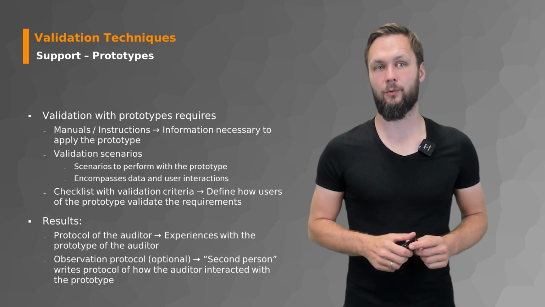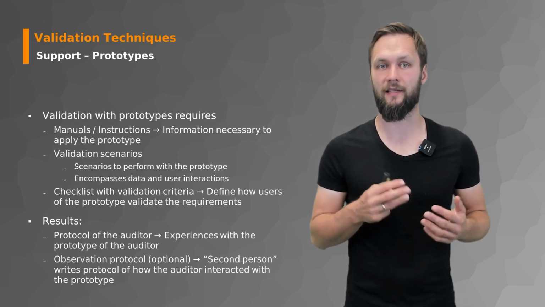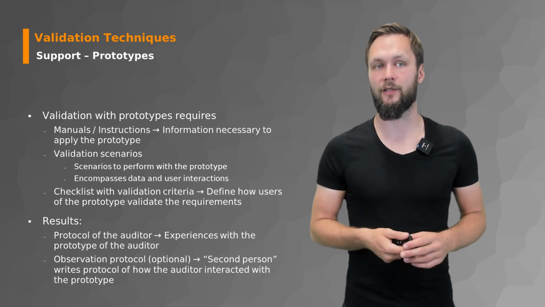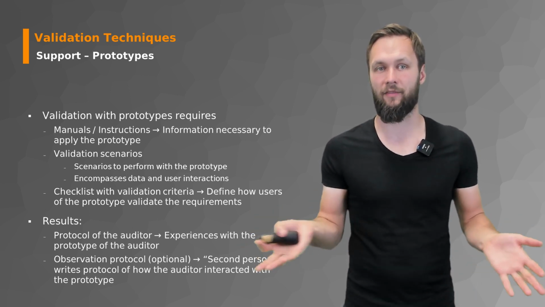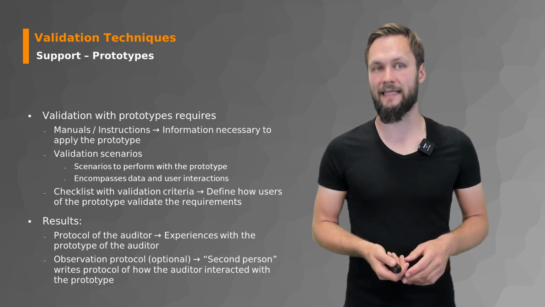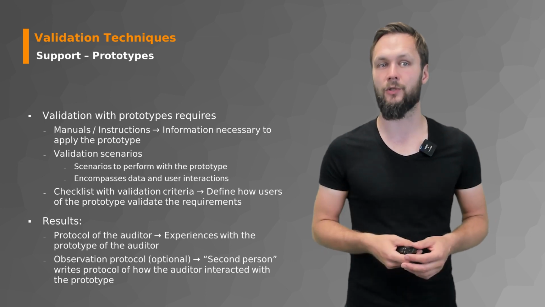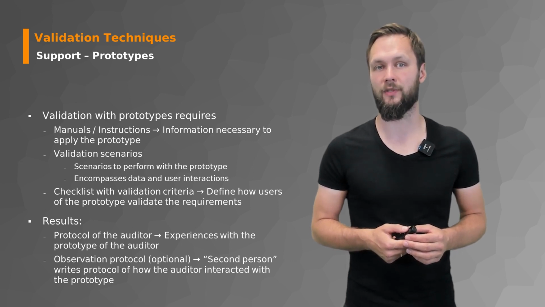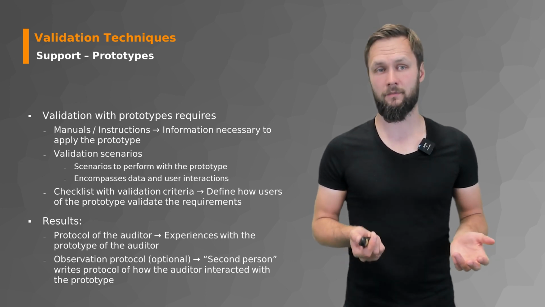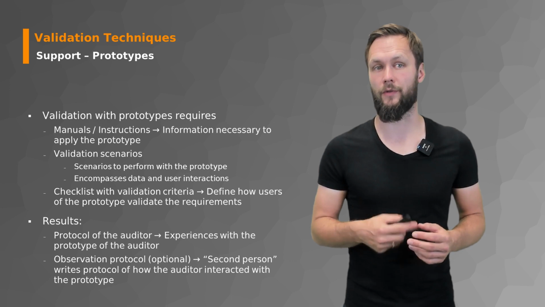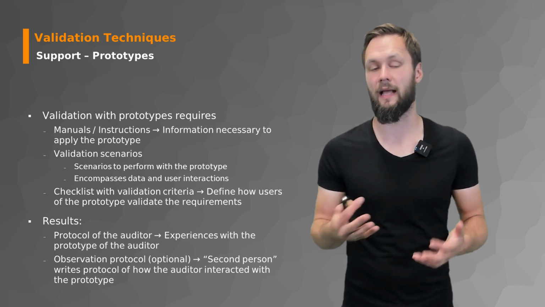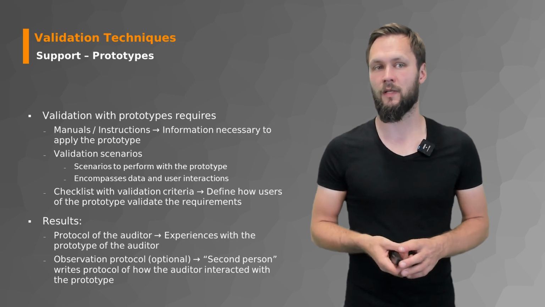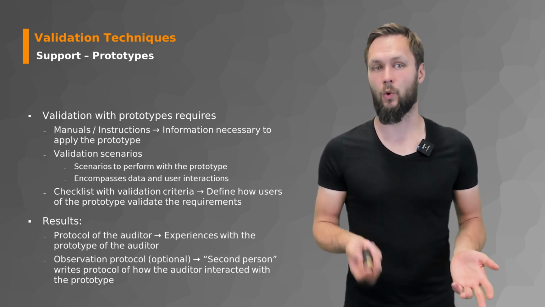The validation with prototype requires either manuals or some kind of instructions that are usually information necessary to apply the prototype in a certain scenario. And you also have to create those validation scenarios to perform some things that the prototype should fulfill. They should encompass data and user interactions so that the prototype user knows what to do. And it's also good to have a checklist with validation criteria that define how users of the prototype validate the requirements. And in best case, the result that you can get is a protocol of the auditor with experience with a prototype that they collected while using it. How did it feel? Did it work at all? Was it unclear? Something like this. You often do that with user interfaces, just to give one example there.